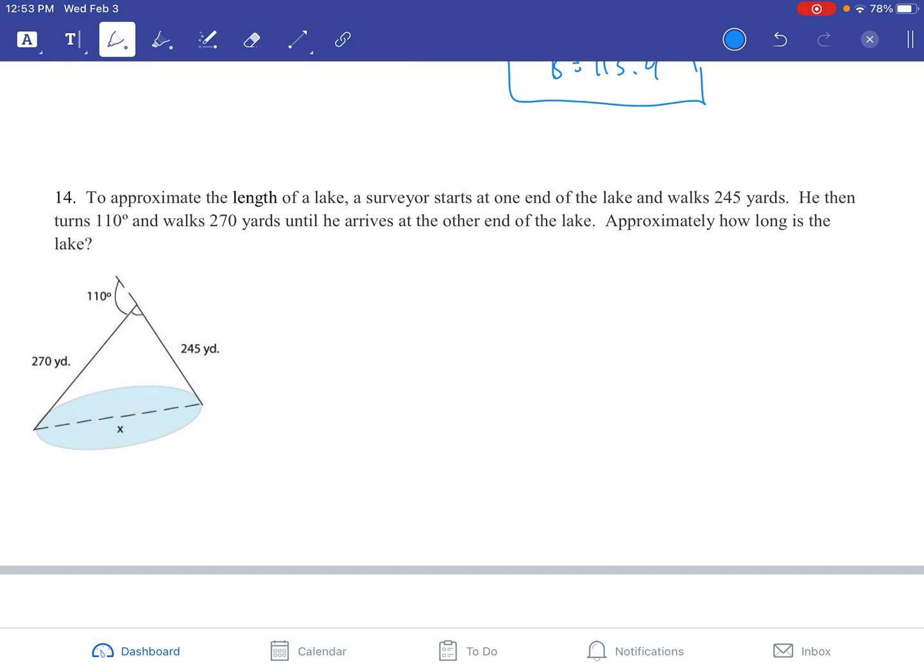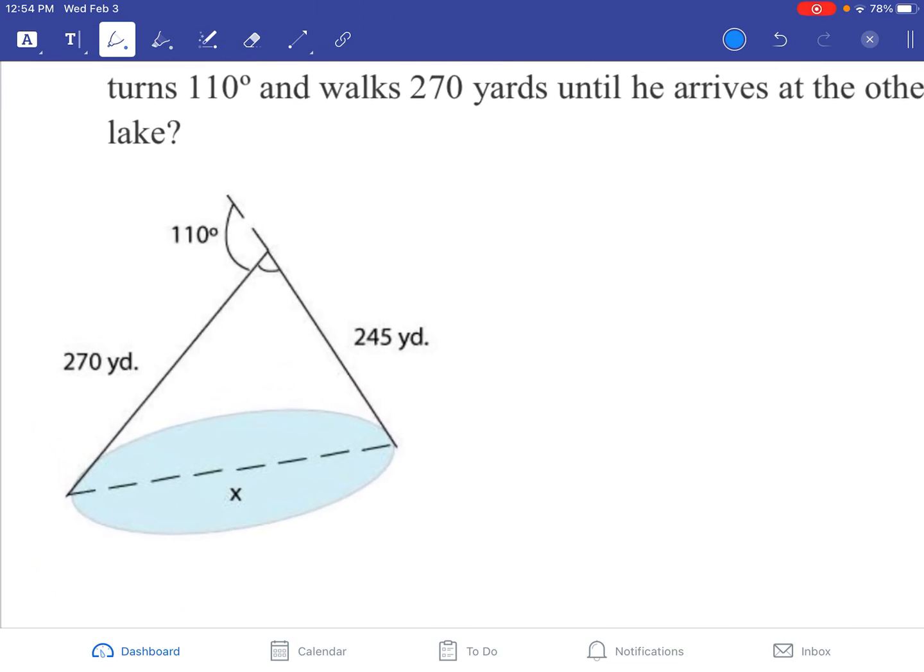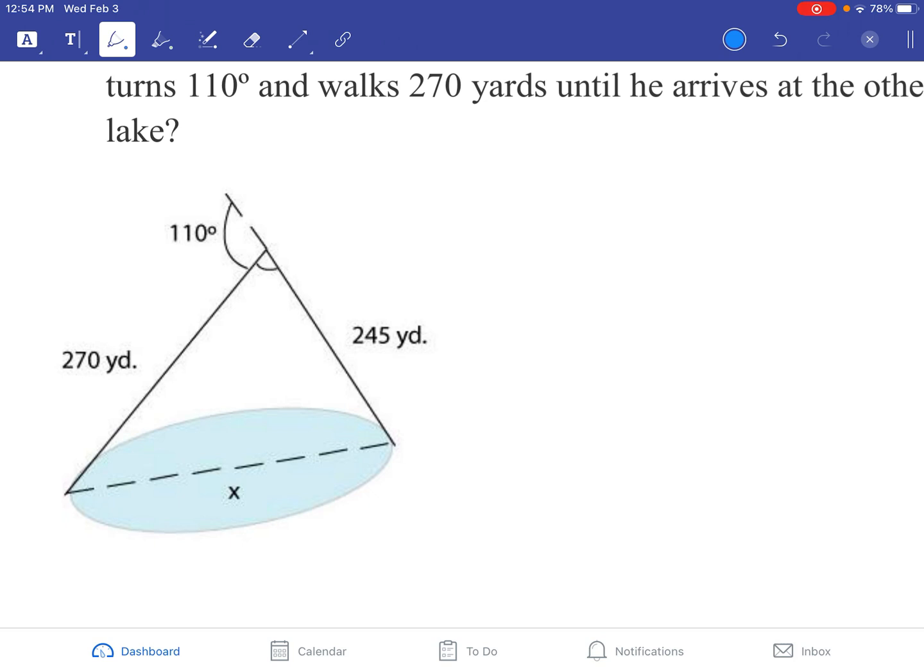To approximate the length of a lake, a surveyor starts at one end of the lake and walks 245 yards. He then turns 110 degrees and walks 270 yards until he arrives at the other end of the lake. How long is the lake? Well, with the picture we have set up, we subtract 110 from 180 to get 70 degrees for the inside of our triangle. It's a supplementary angle, 2 angles that make up 180.